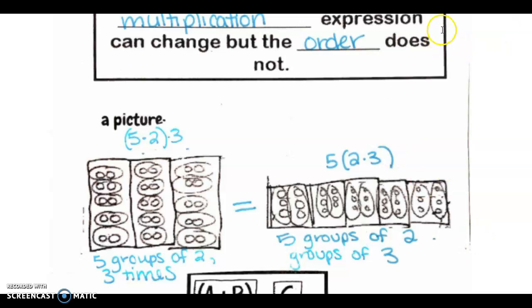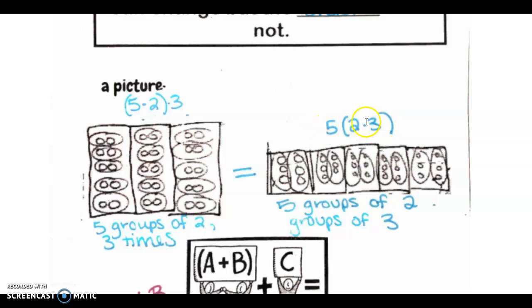In any case, 5 times 2, that answer times 3, is going to be the same as 2 times 3, that answer times 5. Either way, if you count up all the dots, you're going to get the same answer, which is 5 times 2 is 10, and then times 3 is 30. So the answer is 30 for both of these. 5 times 6 is 30 as well.